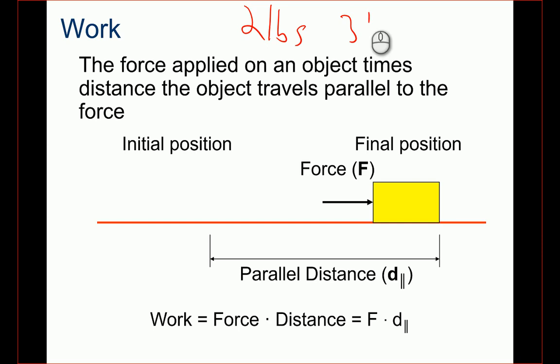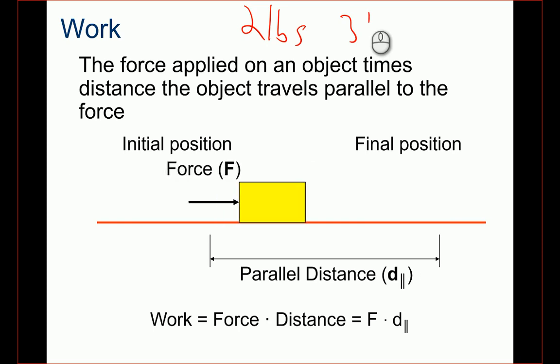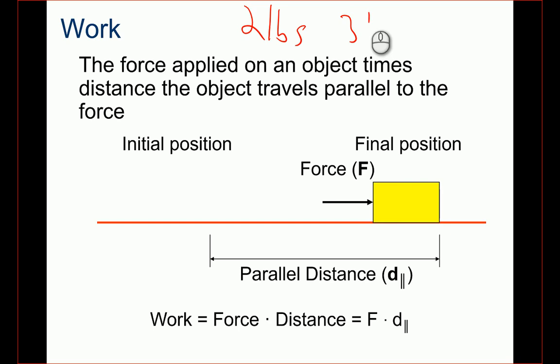So let's say I have a chair on the floor, and I push that chair 3 feet using 2 pounds. How much work have I done? Well, I simply multiply those two things together, and I get 6 pounds, well, it's called foot-pounds. Okay? That's how much work was done.